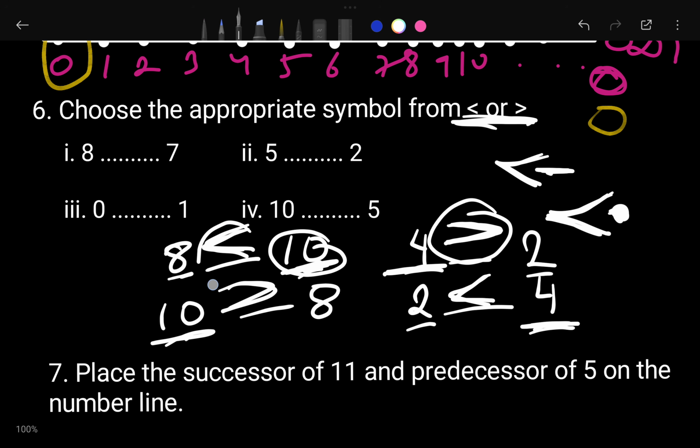So generally we use this symbol for the greatest. Wherever the greatest number is, its mouth turns to that side only. From here, 8 and 7, which is greater? 8 is greater, so its mouth turns that side. Here 5 and 2, which is greater? 5 is greater, so its mouth turns that side. 0 and 1, which is greater? 1 is greater, so its mouth turns that side. 10 and 5, which is greater? 10 is greater, so its mouth turns that side. Whichever number is greater, the mouth turns to that side only. Okay, I hope it is clear to you.